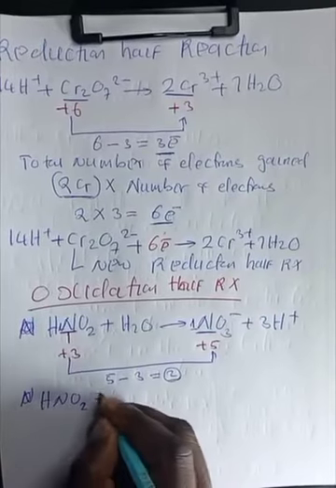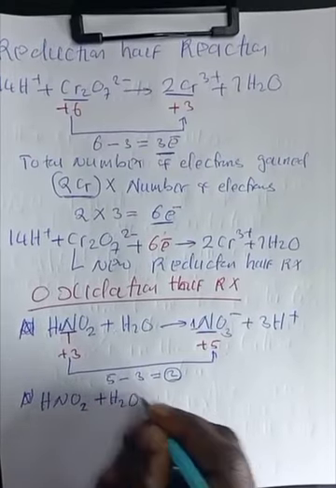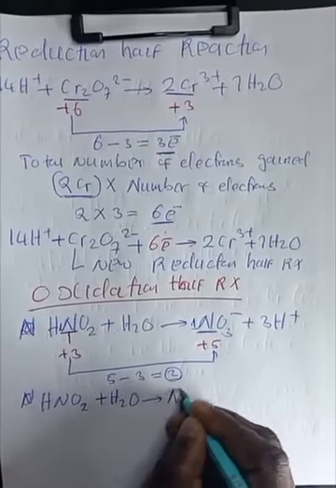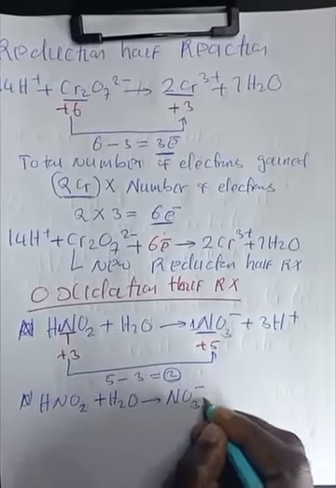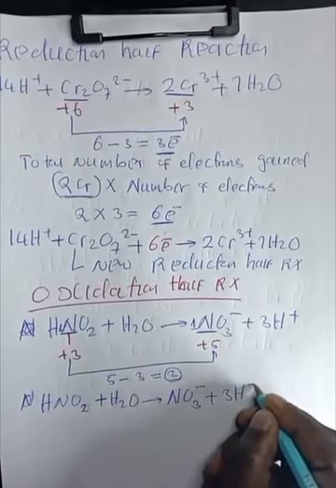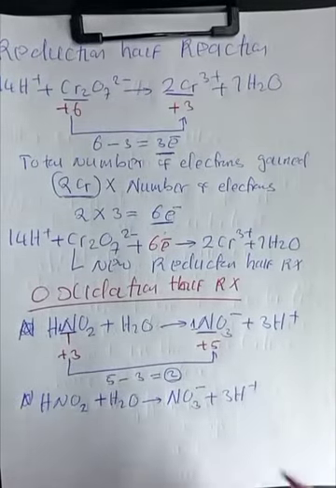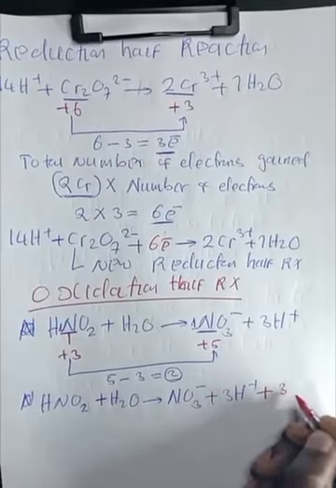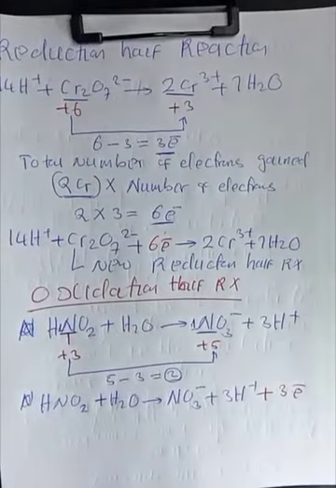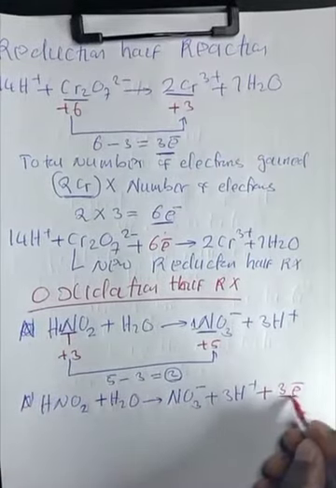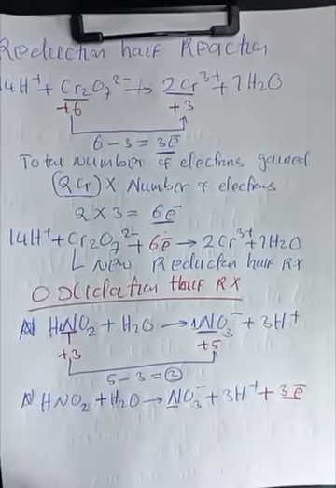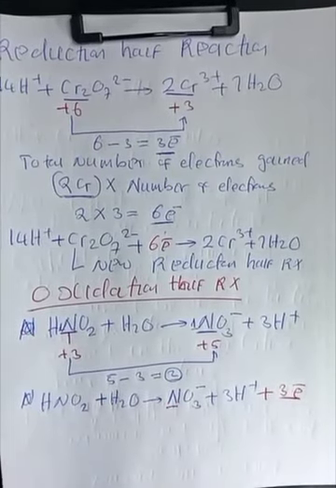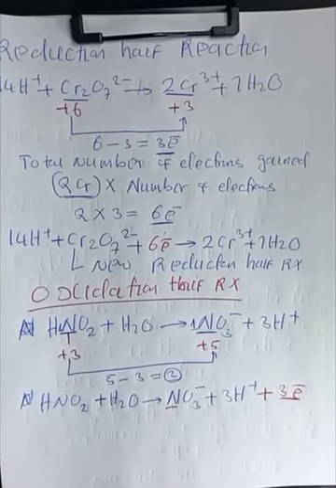So we are going to get HNO2 plus H2O producing NO3 minus plus 3 hydrogen ion, then plus 3 electrons. So you see, electrons remain the same 3 because we only have 1 nitrogen. So 1 nitrogen lost 3 electrons and it ended there because nitrogen was alone in this particular reaction. It was not doubled or anything like that.